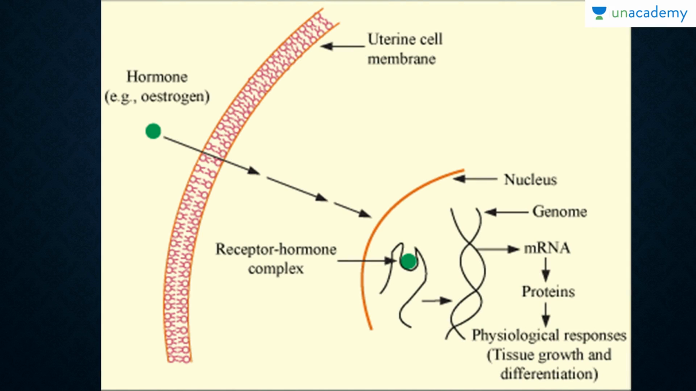Now for the steroid hormones, we have a hormone here such as estrogen. This molecule will go directly inside the cell membrane. It will reach the nucleus right here and bind to its receptor to form the receptor hormone complex, and as such this complex will trigger the genome of the particular cell to produce mRNA, which would produce proteins, and these proteins would bring about the physiological responses.